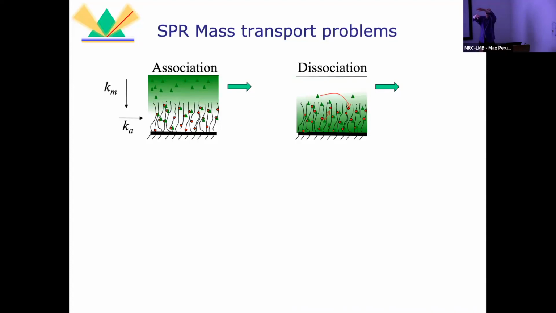What happens is you don't have enough flow to replenish the things that are being bound. Conversely, if you dissociate off and you've got a very, very high level of ligand, it could be that your analyte comes off, but then it just bumps into another ligand and binds again. So the dissociation then looks much slower than it should be.